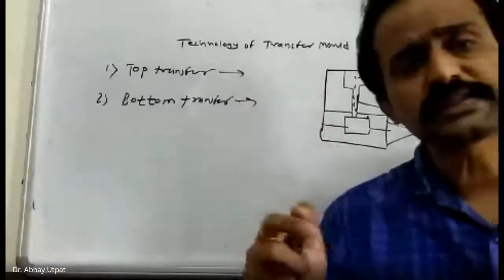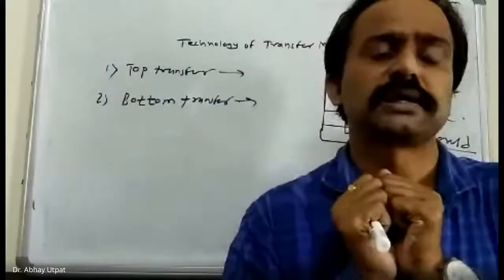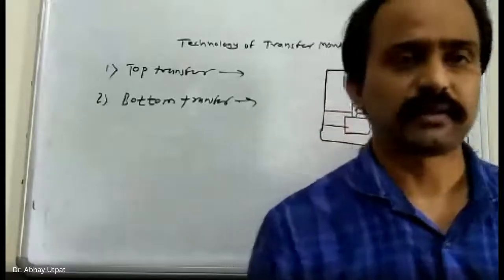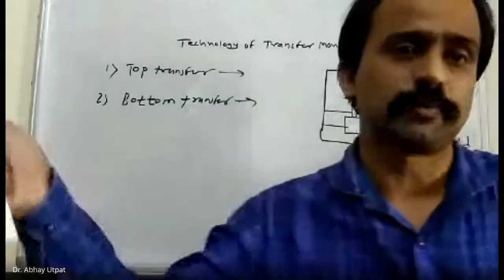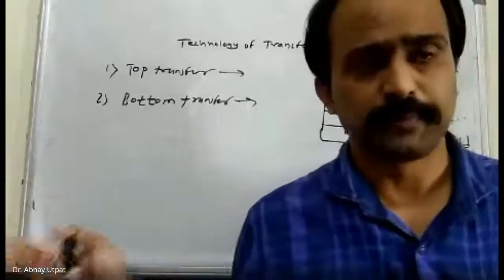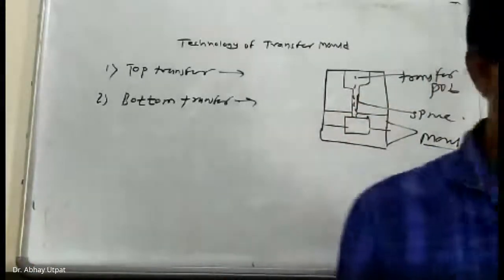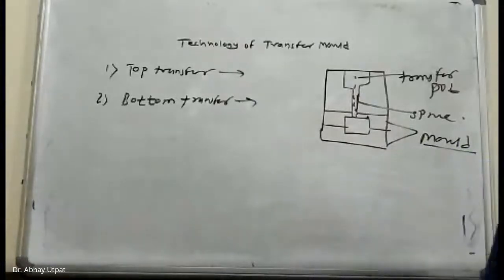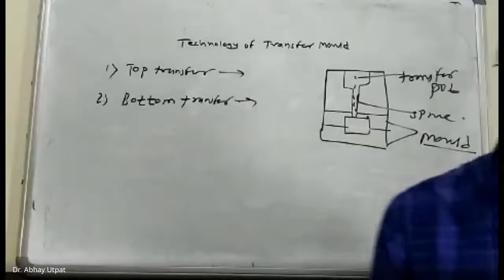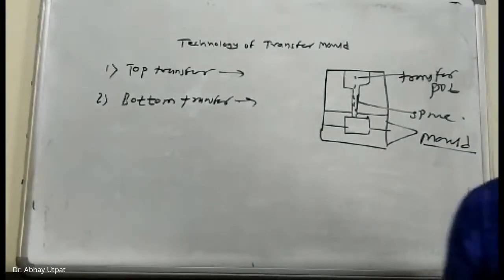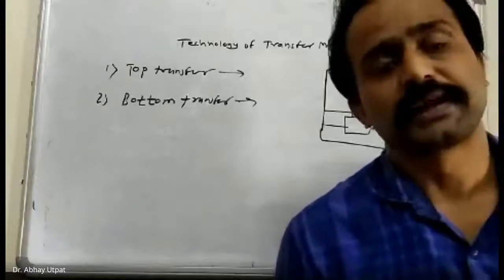In both cases, proper clamping is employed. Without proper clamping, you will not get your product produced. Otherwise, there will be leakage of plastic material through the gap, at the parting line of the mold. So depending upon requirement, top transfer mechanism or bottom transfer mechanism is used. Material from the transfer pot is pushed to the mold through the gating system.